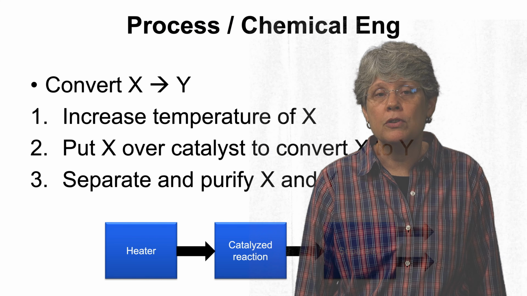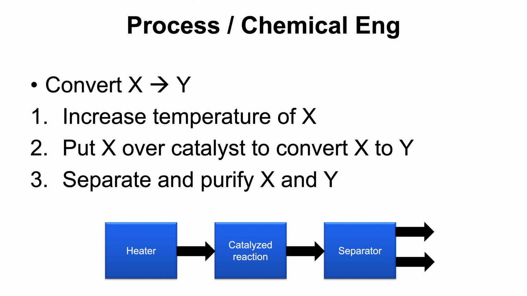In a more process or chemical engineering example, you can think of converting a chemical X to a chemical Y. You might first increase the temperature of X, then put that X over a catalyst to convert X to Y, and then finally separate the created product Y from any leftover X. In this series, first heating, then a catalyzed reaction, then a separator, these can form the basis for a unit operations design. So again, breaking this problem down into steps or series helps you to move forward in the design process.